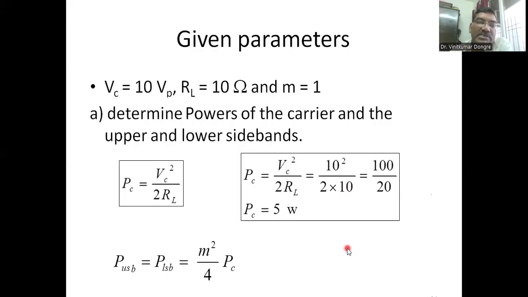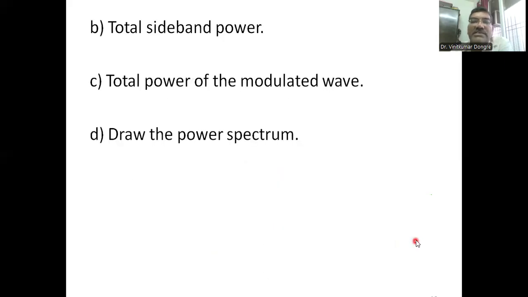Upper sideband power is how much? Lower sideband power is how much? The calculations are there. So in the calculation, how much are you getting for the upper sideband and lower sideband power? Anybody can read this? Quickly. 1.25. Okay.